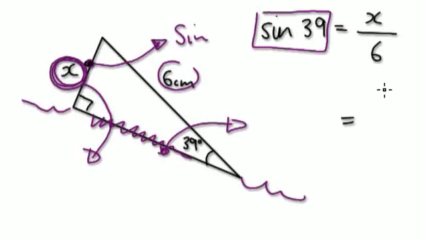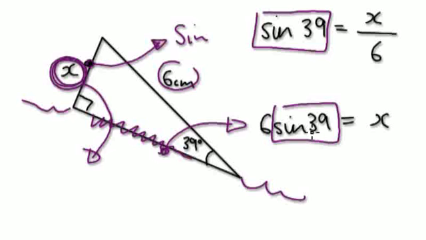Now we want to know what x is. Remember, this is just a number. So what you do, you times 6 to both sides. So 6 sine 39 equals x. So on your calculator, work out what this thing is, and then times it by 6. That will give you x. It will be centimeters.